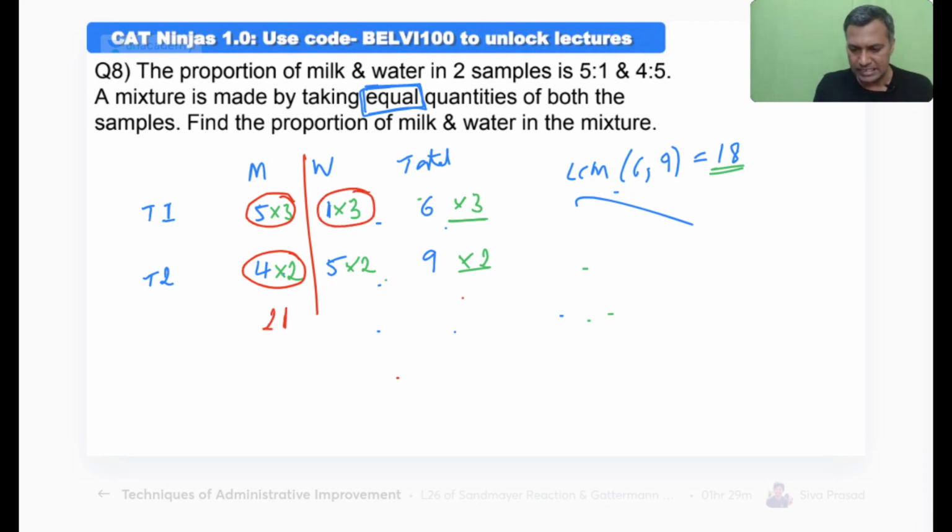Similarly, the water component, this is 3 and 5 twos are 10, right? Therefore, 10 plus 3 would become 13. Therefore, 21 is to 13 is what we are talking about. 21 is to 13 would become the required answer. Did you understand this? Logic is clear. When the word equal proportion comes, you understood this? Clear there?